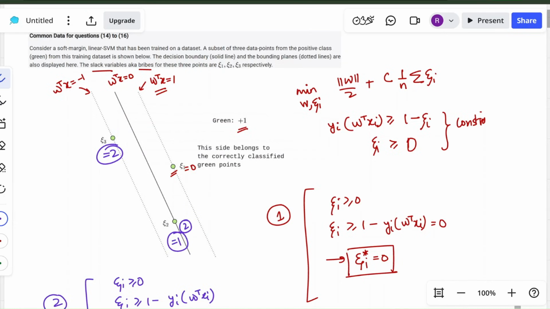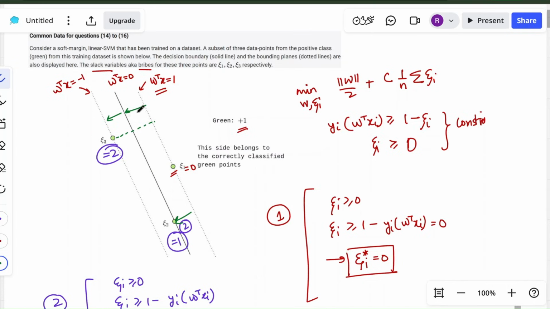So one more interpretation is this. You can see that this is 2 units away, right? 2 units in the sense W transpose x equal to 1, and it's moving to, this is 1 unit, this is another unit. This has only moved 1 unit. That is why bribe is 1. This has moved 2 units, which is why bribe is 0.